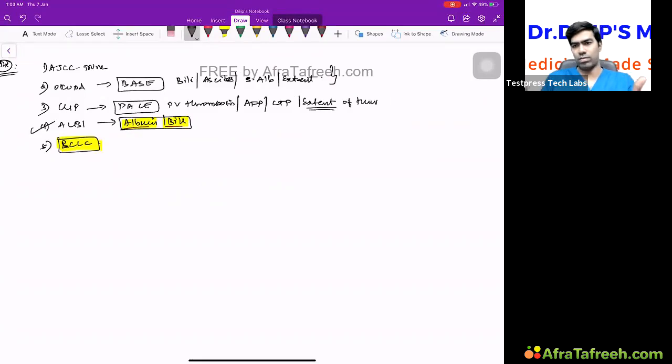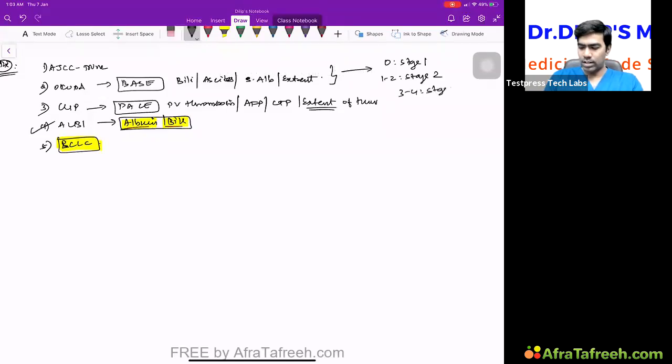CLIP is more heterogeneous. It will contain more of a scoring system kind of thing. So I can write the same for Okuda. In Okuda, if you have a score of 0, then it's called stage 1. Then 1 to 2, stage 2. Then 3 to 4, it is stage 3. That is why I should come in order, basically. I used to remember in this order, but suddenly I went in reverse order from bottom to top. So that's why it's a confusion.